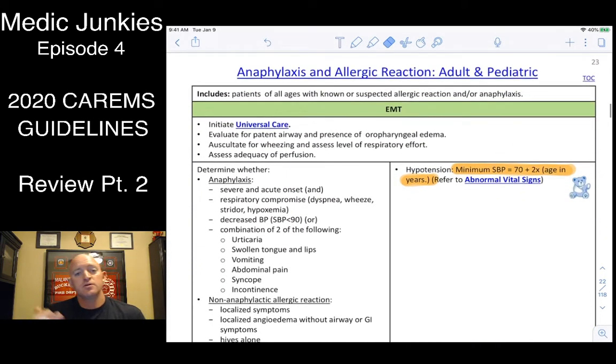With anaphylaxis, remember, if they have their own auto injector, we want to give that first, just to save us some time. Remember, there's adult and pediatric ones, so make sure we're giving the right one.